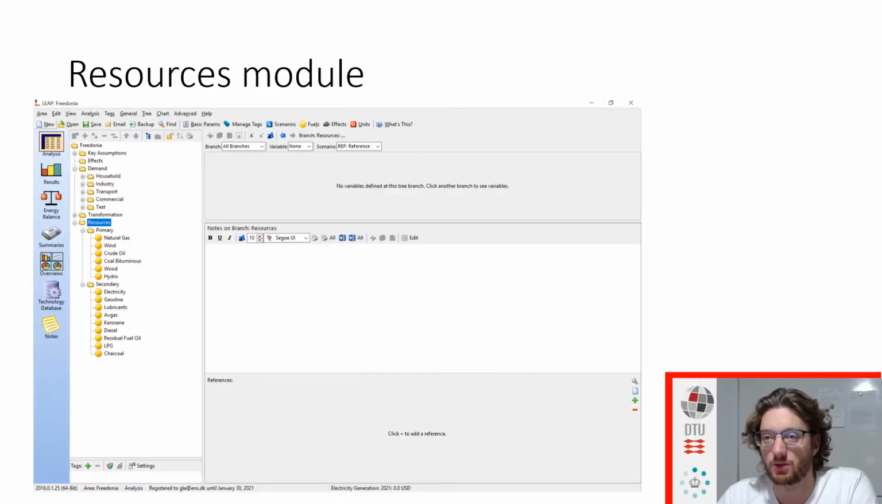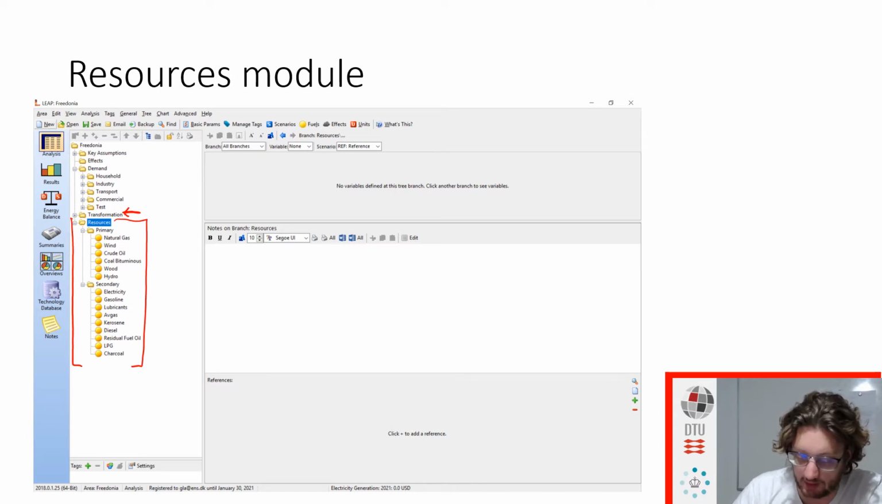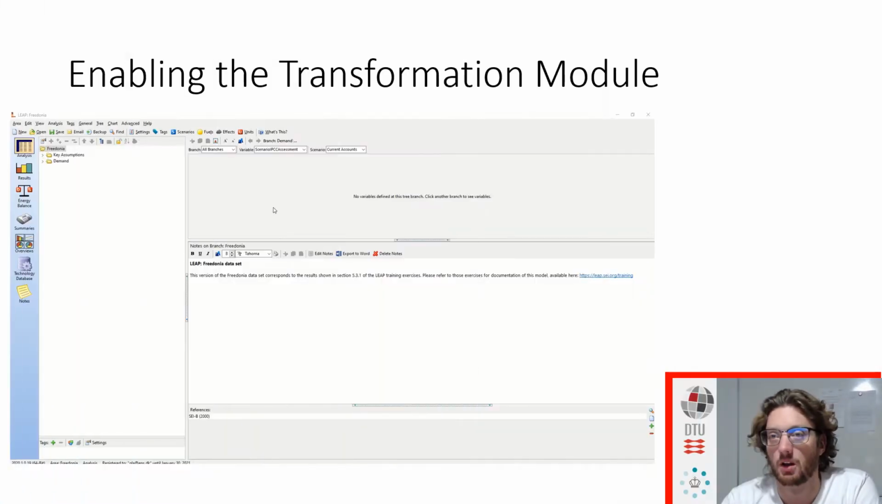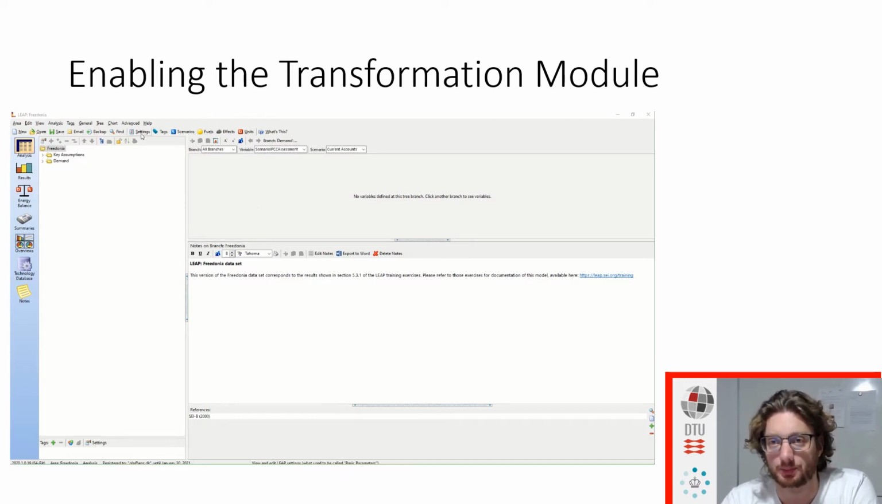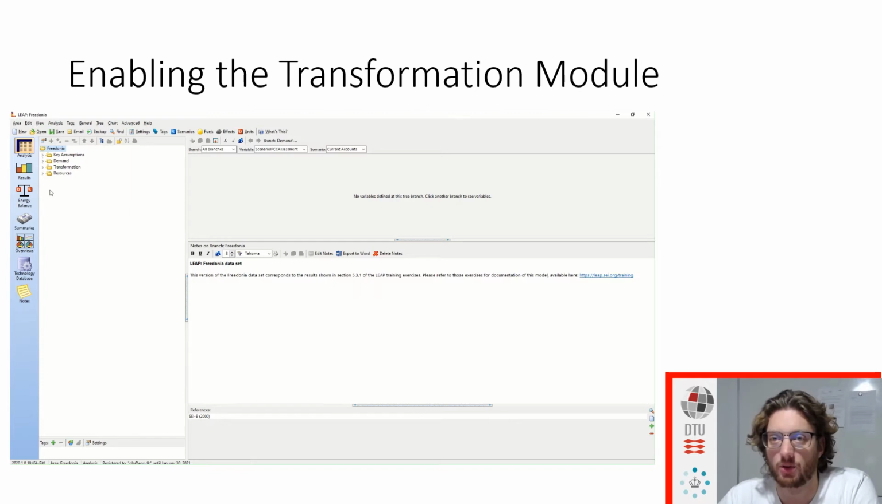So the resources module looks like this. You can see it is below the transformation module that we talked about in the last video, and it's quite simple, but it covers all our different fuels in the system. So how do you enable the resources module? Well, it's the same as enabling the transformation module. Go into settings, and on the scope, click on transformation and resources, close that, and now both transformation and resources modules are available for you.